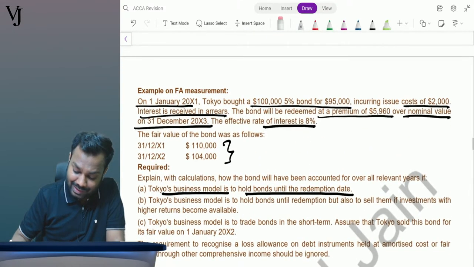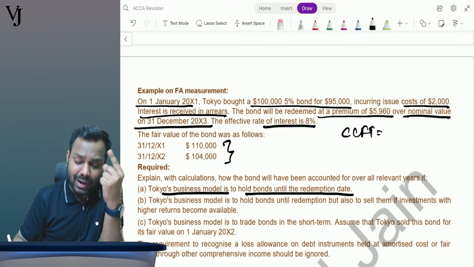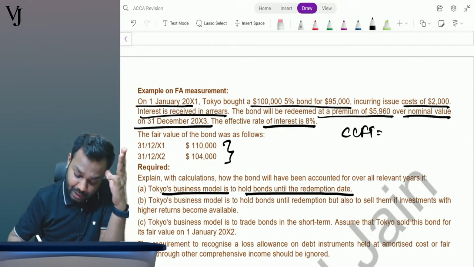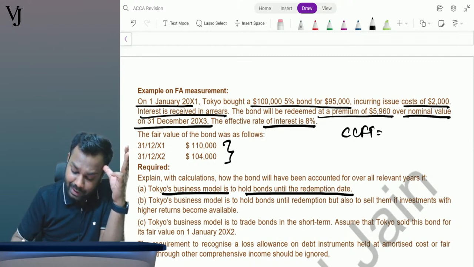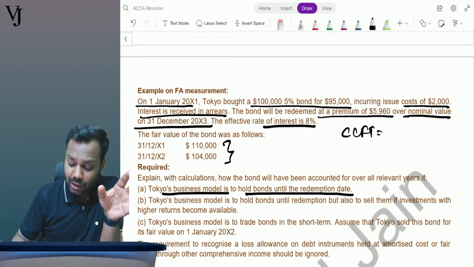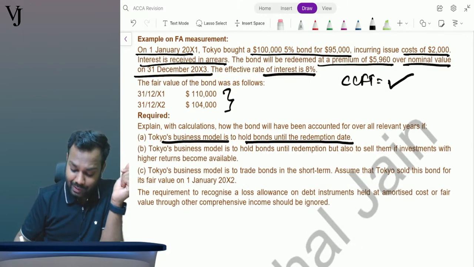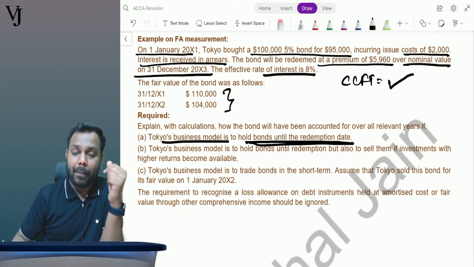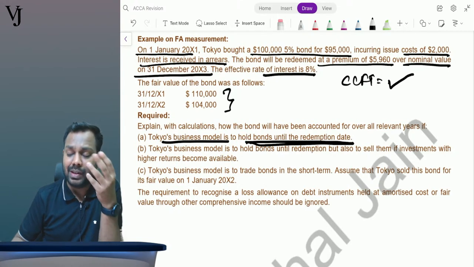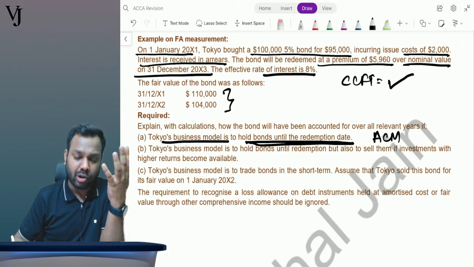But now tell me, does the CCFT pass or fail? CCFT means principal and interest on a specified date. See, interest is received in arrears, and the bond is redeemed on this date. So basically interest and principal are paid on a specified date and there is nothing else. So CCFT passes. Now the business model test says it is hold till redemption date, meaning business model is hold till maturity, plus CCFT passes, means amortized cost method.